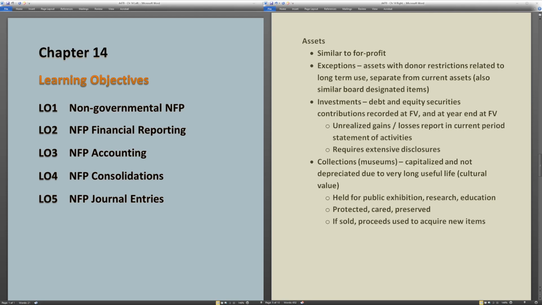So what is a collection? Well, it must meet 3 criteria. It's held for public exhibition or research or education, or all 3. It is protected, cared for, and preserved.